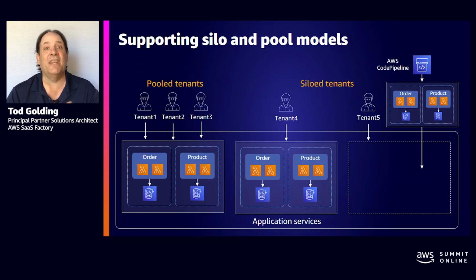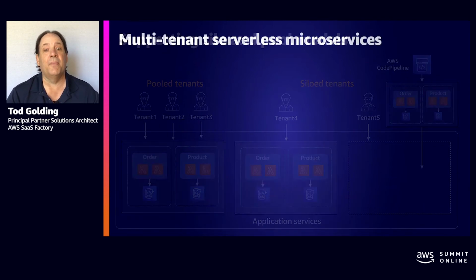So you can see here that now our DevOps chain and our deployment chain has to look at the tier of our tenant and decide, are you just going to drop into this pooled configuration, or do we have to actually provision resources for you as part of this siloed experience?